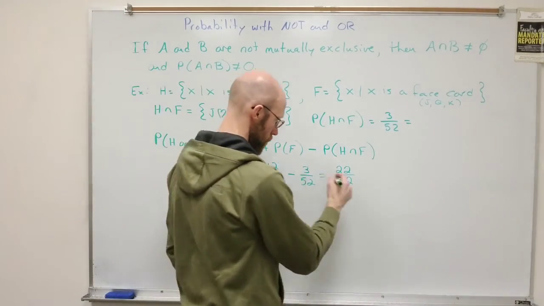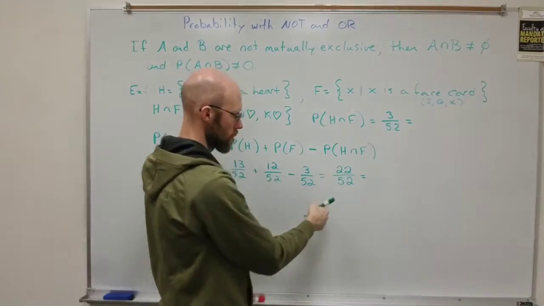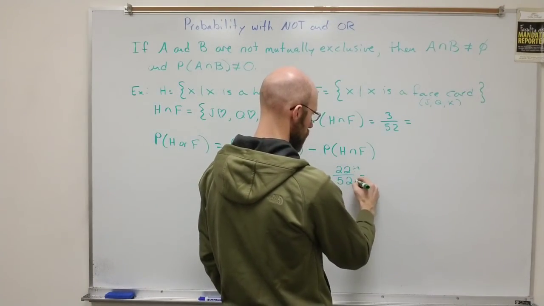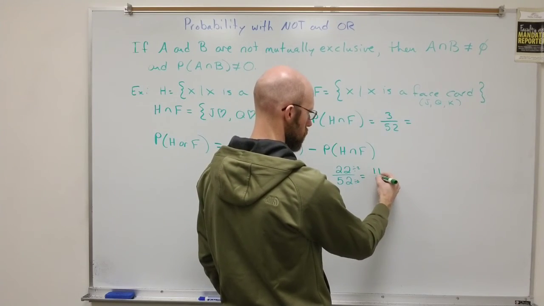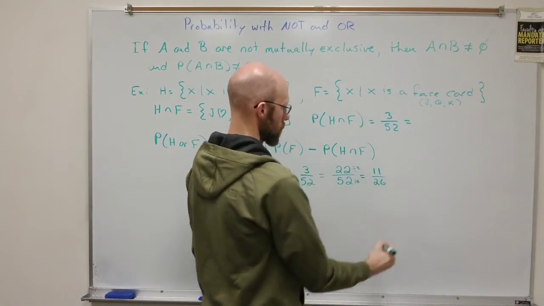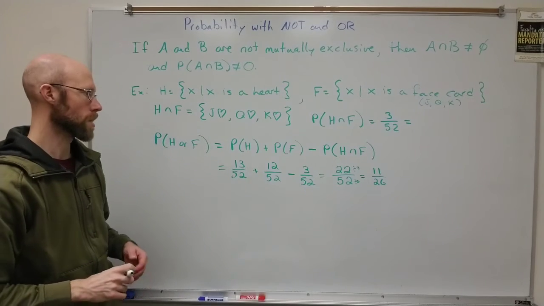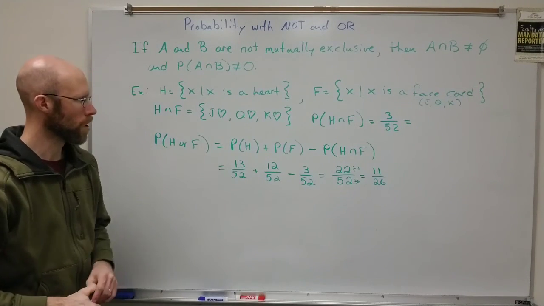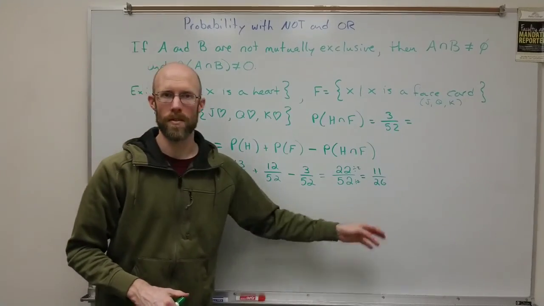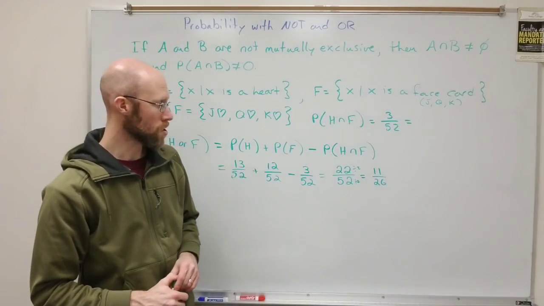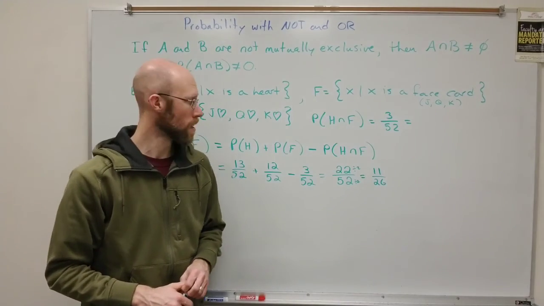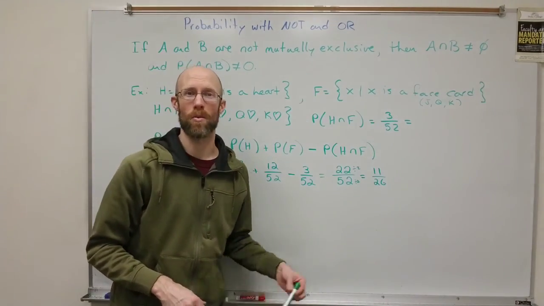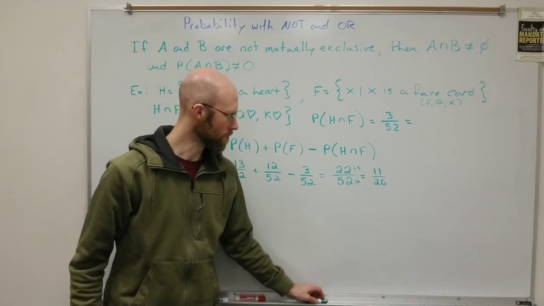And of course, 22 out of 52 does reduce down if you divide them both by 2. And we always want to do these in lowest form, so it'd be 11 out of 26. So the probability of getting a heart or face card is 11/26, which is just under 50%. Right, 50% would be 13 out of 26, so it's probably in the 45% range, somewhere in there.